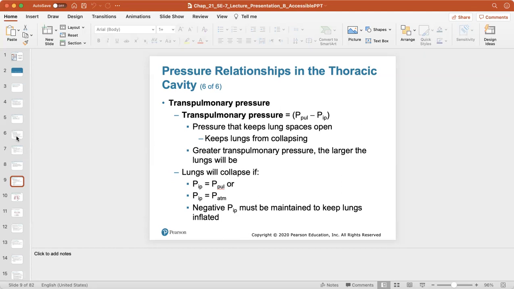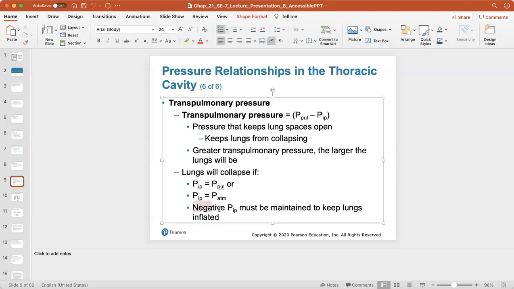The transpulmonary pressure is when we subtract these 2 pressures, the inward and outward forces together. This is the pressure that always keeps your lung spaces open, that keeps your lungs from collapsing. So the greater the transpulmonary pressure, the larger the lungs will be, and the lungs will collapse if the intrapleural pressure is equal to the intrapulmonary pressure, or the intrapulmonary pressure is equal to the atmospheric pressure. So negative intrapleural pressure must always be maintained to keep the lungs inflating.